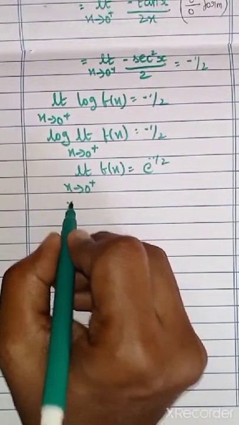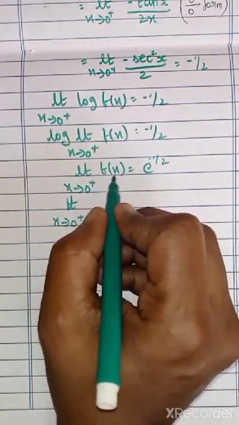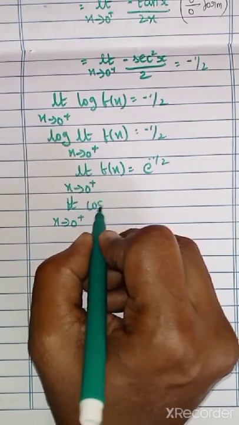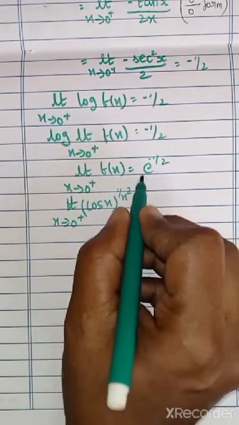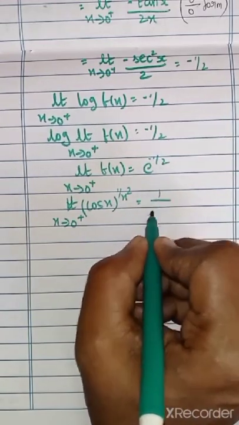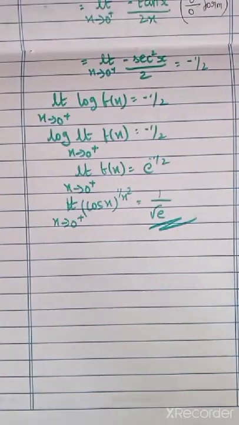That is limit x tends to 0 plus, instead of f of x what we have to take? Cos x the whole power 1 by x square. The e power minus 1 by 2, we can write it as 1 by root e. That is your final answer.